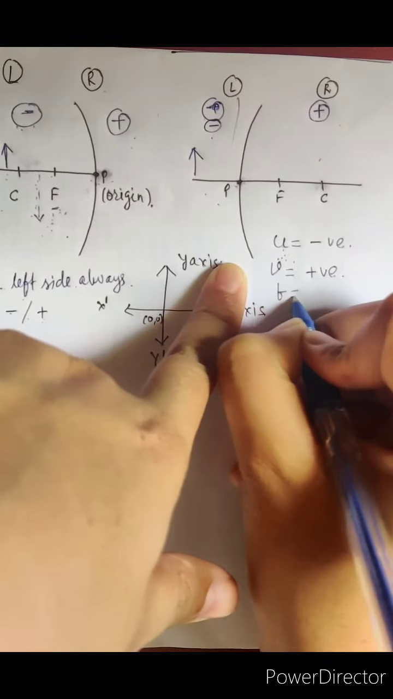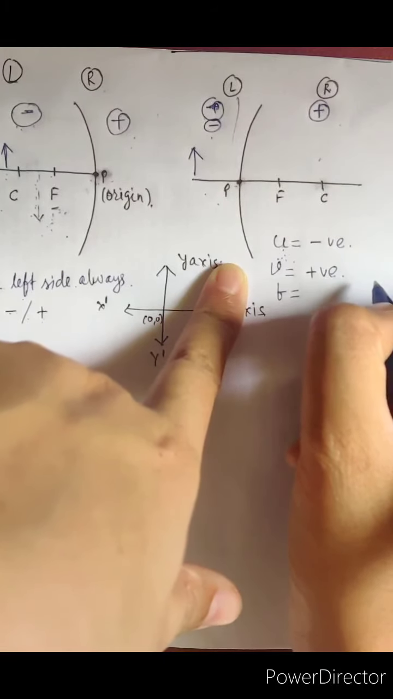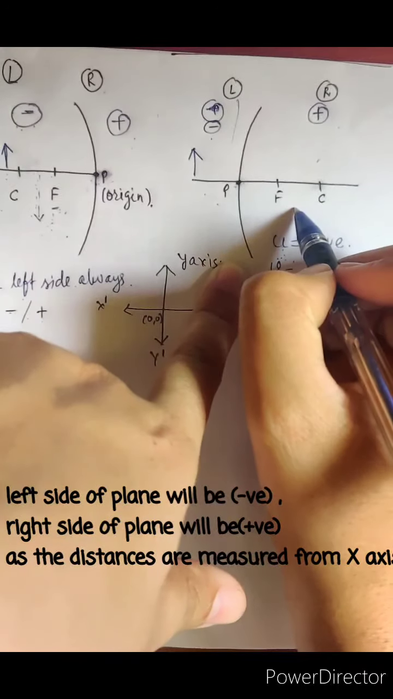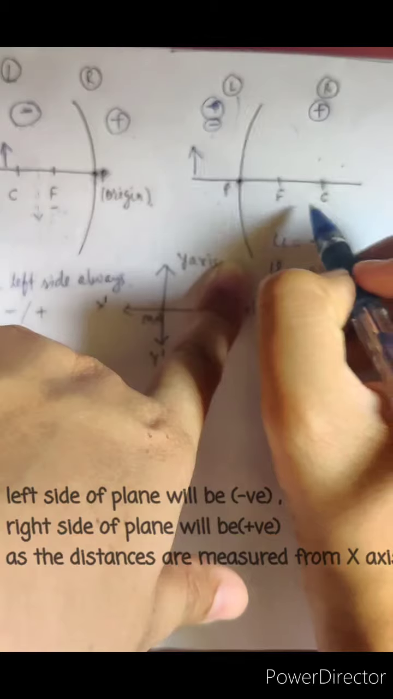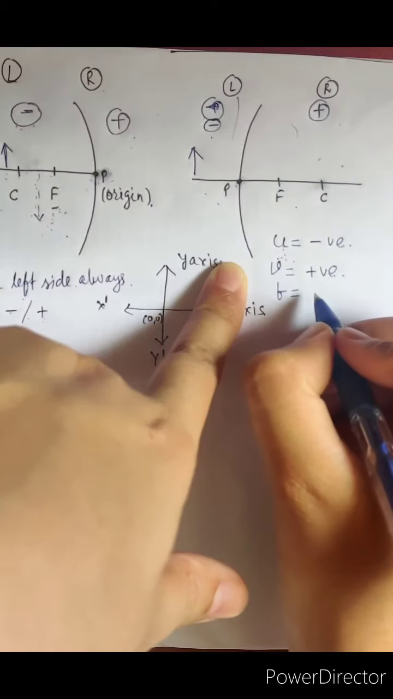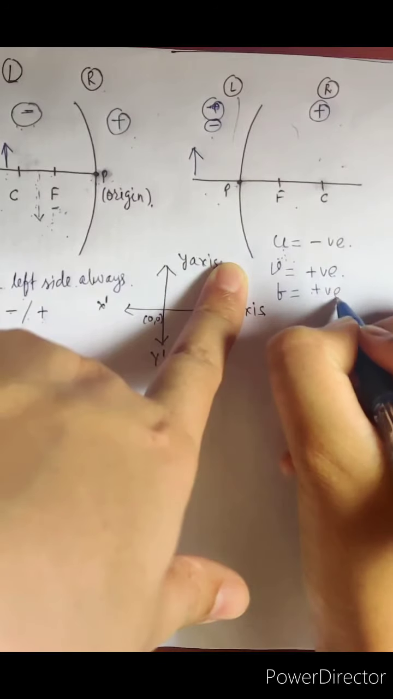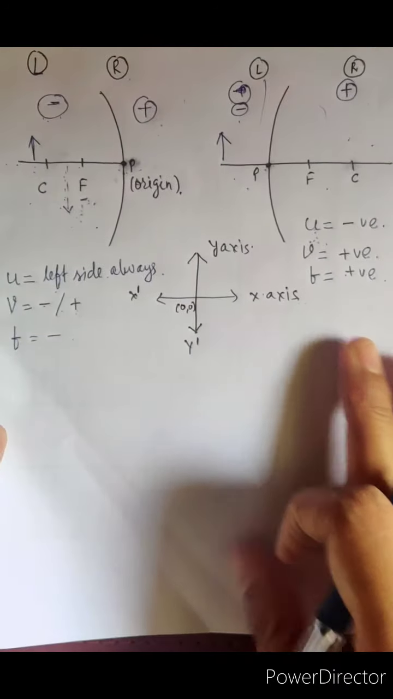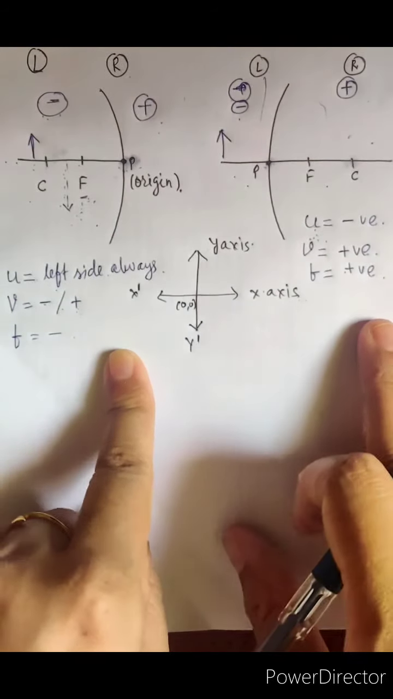Now tell me, what about the focal length? Will it be positive or negative? See here, as the focus of the convex mirror is present on the right hand side, you can see here it is present on the right hand side. So the focus in the case of the convex mirror will always be positive in nature. So now you can relate with both the sign conventions of concave as well as convex mirror.